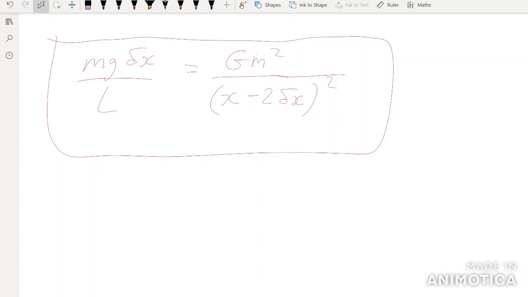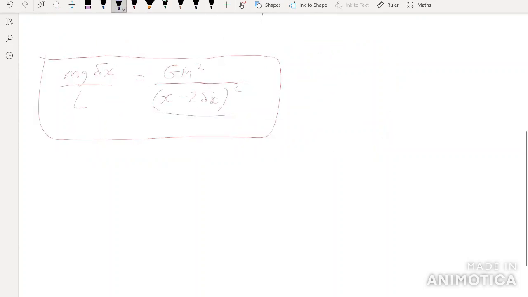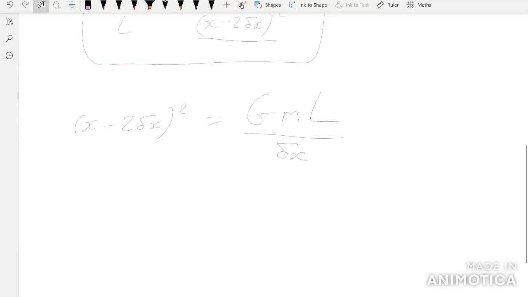So the first thing to notice is that the delta x's trapped in here are going to be a bit irritating. We need delta x on its own on the left. It doesn't appear on the right. So let's rearrange this by saying that this is x minus 2 delta x squared is equal to g m L over delta x, I believe.